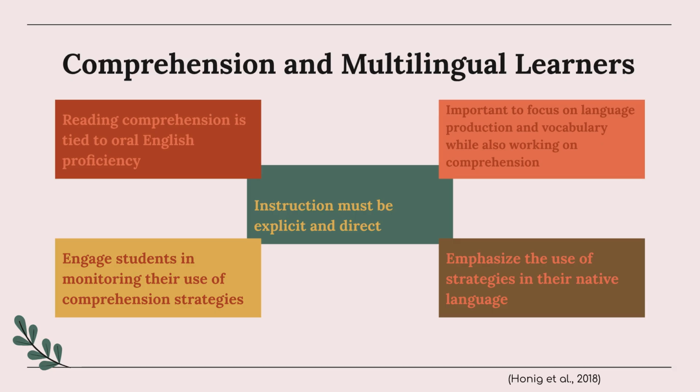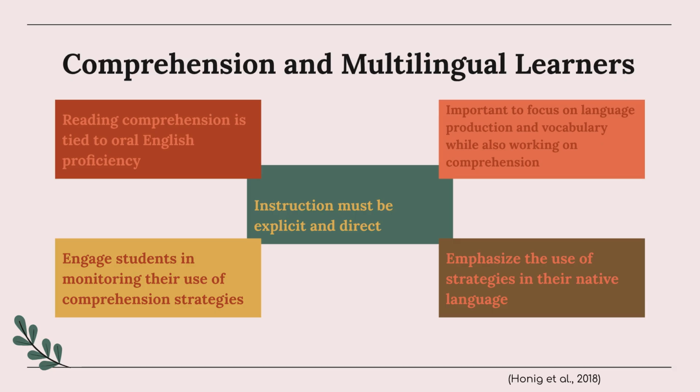Comprehension and multilingual learners can go very easily together. So, reading comprehension is tied to oral English proficiency. So, the better a student is in their oral skills, the better their comprehension will be. When teaching comprehension, it's important to focus on language production and vocabulary while also working on comprehension at the same time, because if they don't understand the words that they're reading, then they won't be able to comprehend what the text is saying.